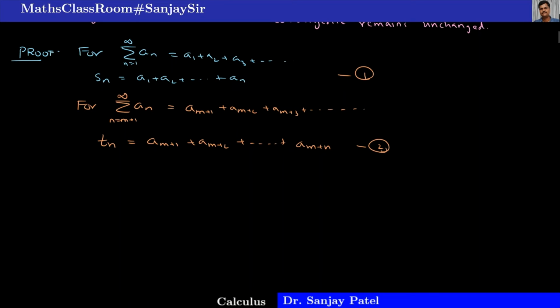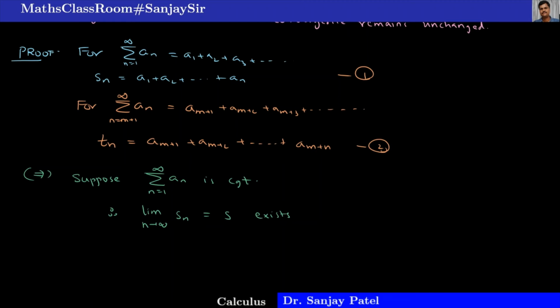Now let us prove the first part. Suppose sigma n equal to 1 to infinity an is convergent. So therefore, by definition, the limit of its partial sum sequence, that is the limit of Sn, the partial sum of this series, given by result 1, exists. Okay, this limit exists by definition.